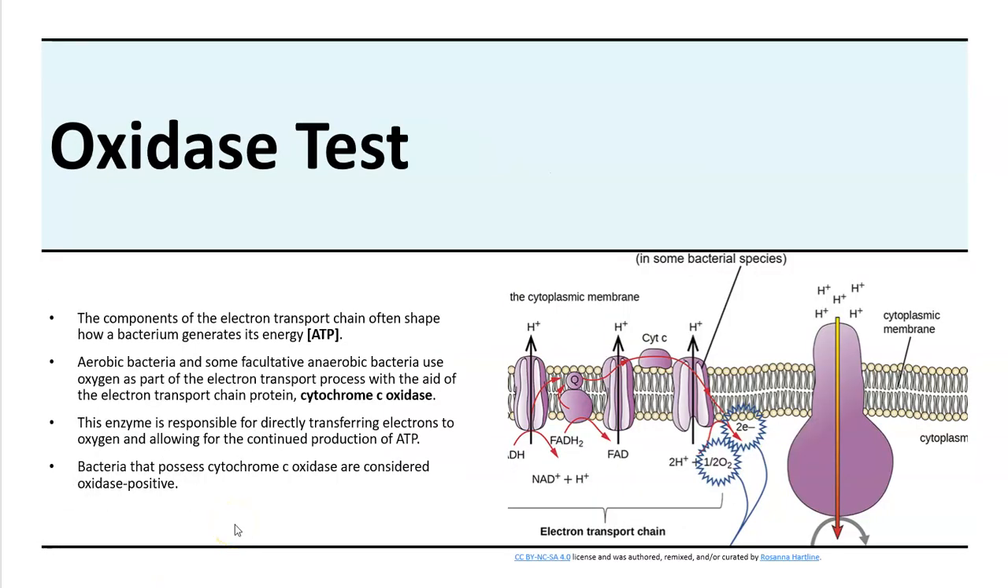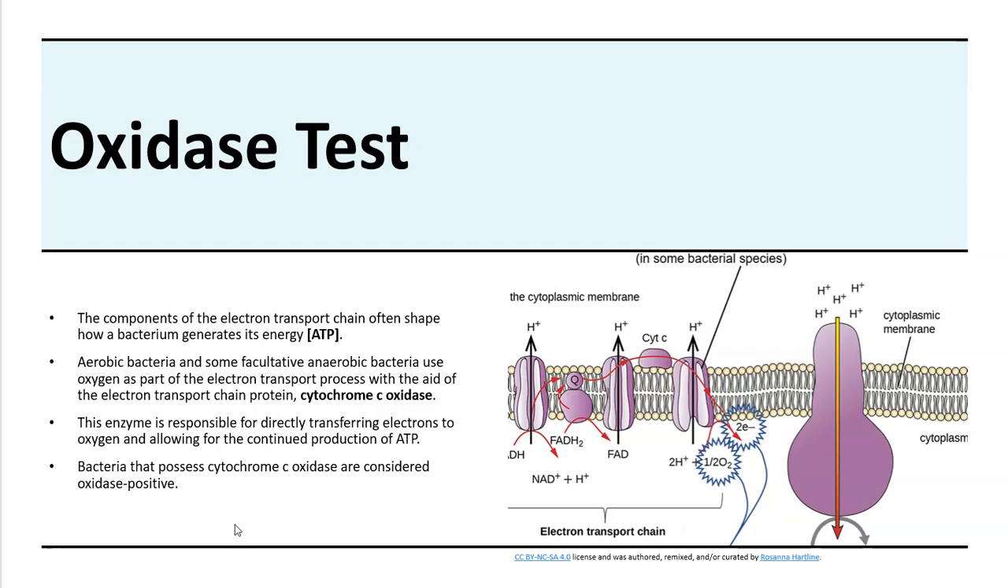The next test we'll talk about is called the oxidase test. The oxidase test is used to see if a bacterium has an enzyme called cytochrome C oxidase. This enzyme is common for aerobic bacteria and facultative anaerobes. This enzyme allows them to carry electrons through the electron transport chain during oxidative phosphorylation, as they generate ATP or energy. So bacteria that have this cytochrome C oxidase enzyme are considered oxidase positive, whereas bacteria that lack it are considered oxidase negative.